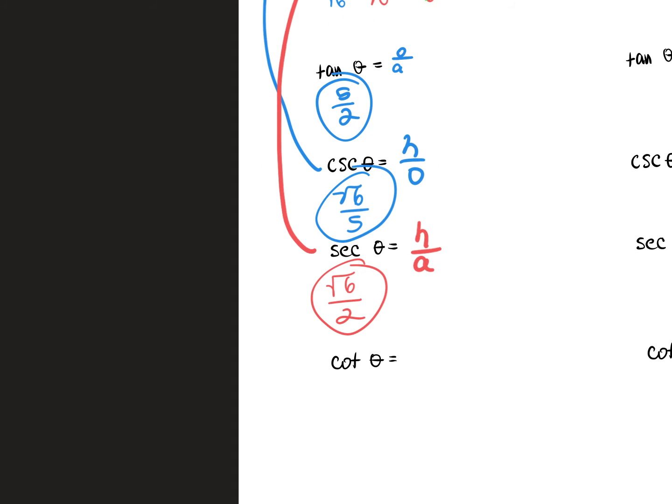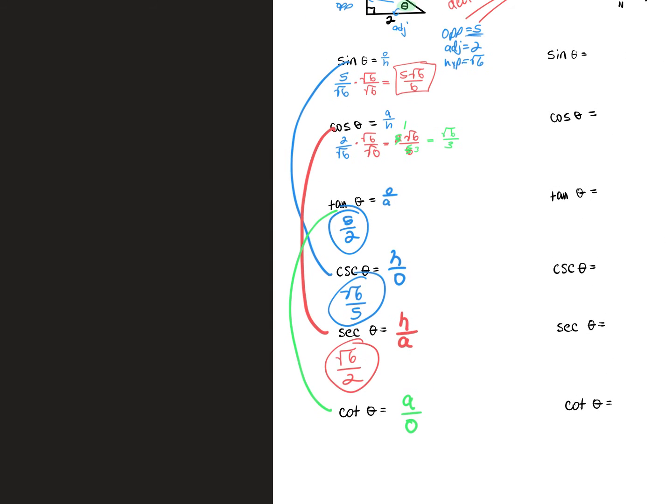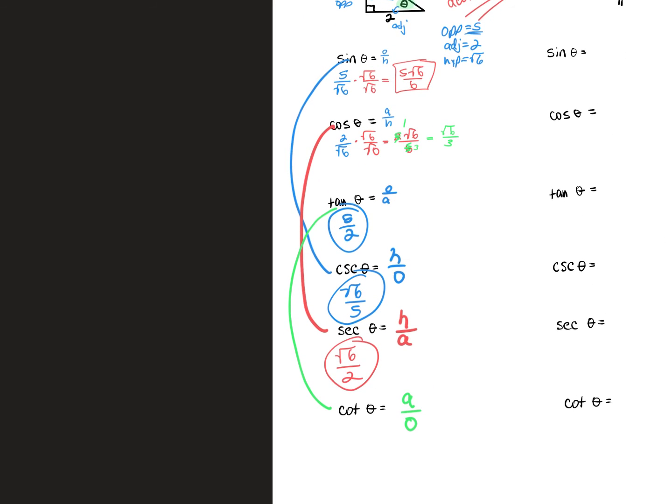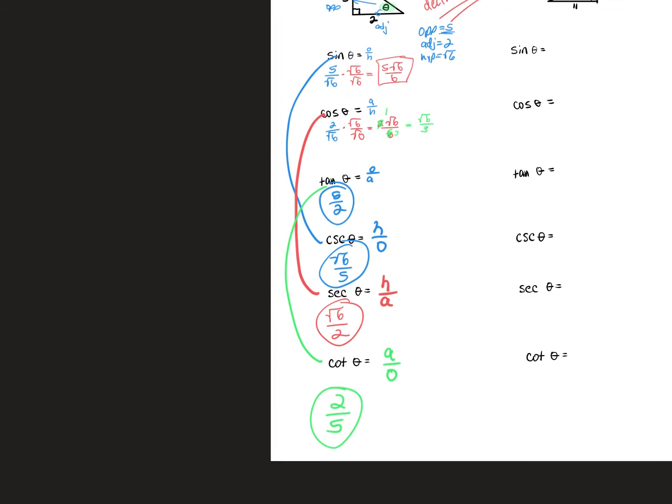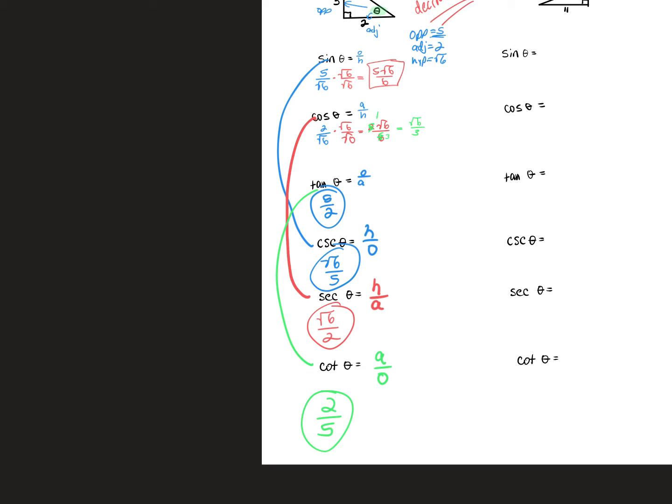And then I have tangent and cotangent. If tangent is opposite over adjacent, cotangent is adjacent over opposite. Yes? What is your adjacent side? 2 over what's the opposite side? 2 over 5. And I just leave it. And there are your 6 trig functions.